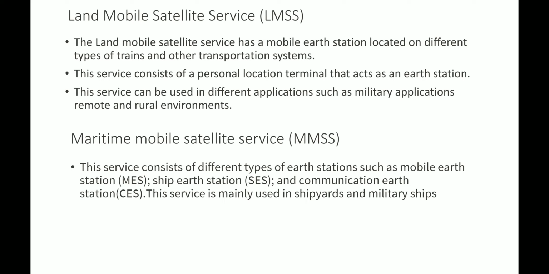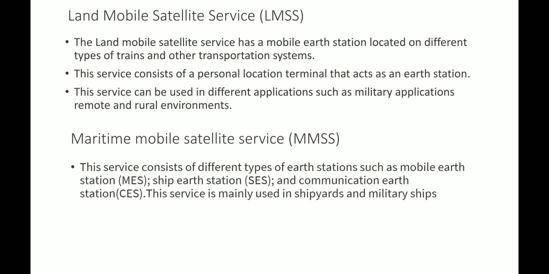Land mobile satellite service. The land mobile satellite service has a mobile earth station located on different types of trains and other transportation systems. This service consists of a personal location terminal that acts as an earth station. This service can be used in different applications such as military application, remote and rural environment.